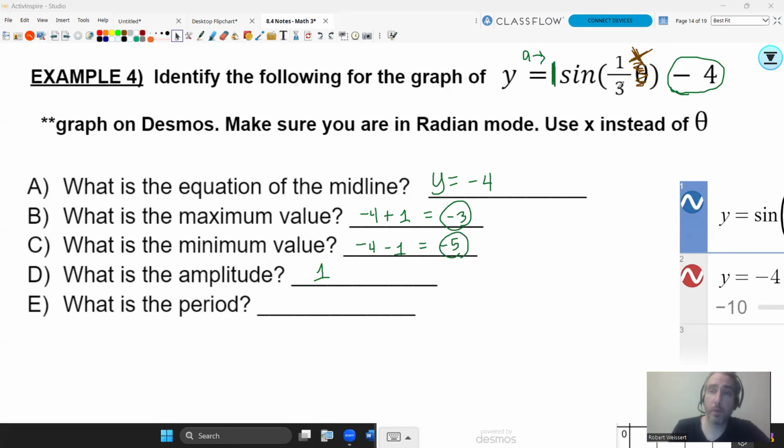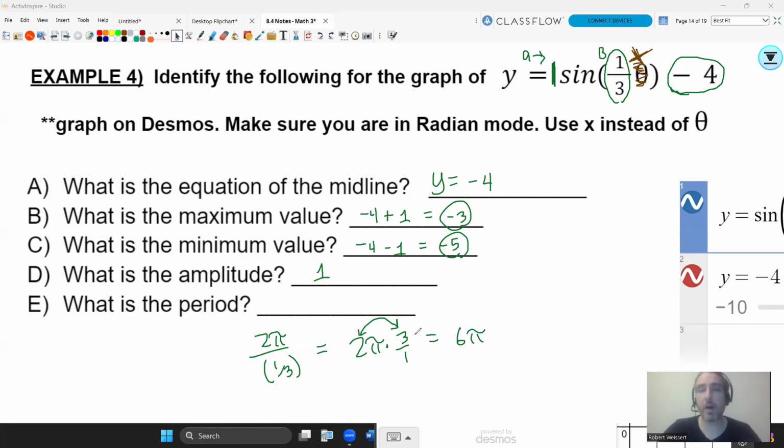Then the period, we have to look at this 1/3 here. That's your b value. We do 2 pi divided by 1/3. Now on this problem by hand, you're doing 2 pi multiplied by 3/1. That 1 doesn't need to be there because when you divide anything by 1, it doesn't change your value. But in this case here, you would multiply the 2 and the 3 to give you 6, and then there's a pi going on here. So that's actually going to be 6 pi.